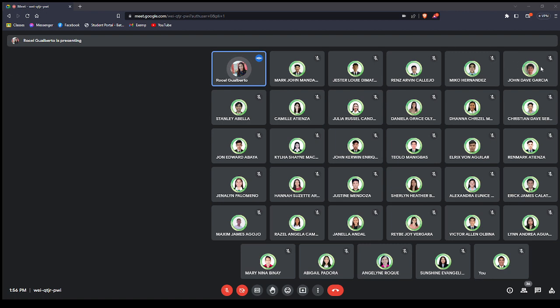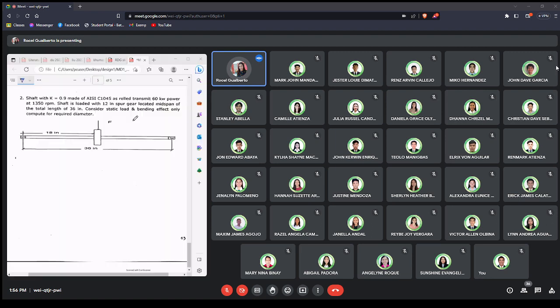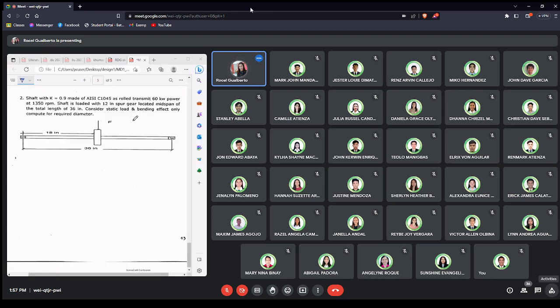Okay? So, here, yung problem 2 po natin is under pure bending. A shaft with K equal to 0.9 made of C1045 as rolled transmits 60 kilowatt power at 1350 RPM. Shaft is loaded with 12-inch spur gear located mid-span of the total length of 36 inches. And consider static load and bending effect only. So may nakalagay po doon, bending effect only, compute for the required diameter.